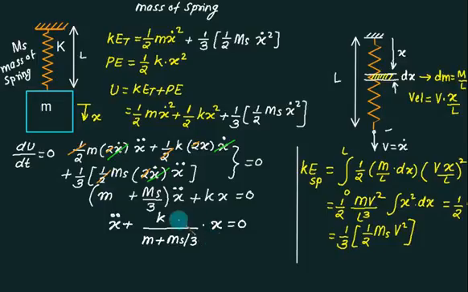So if you take the square root of this one, it is your natural frequency. So the natural frequency is the square root of k upon m plus ms by 3.